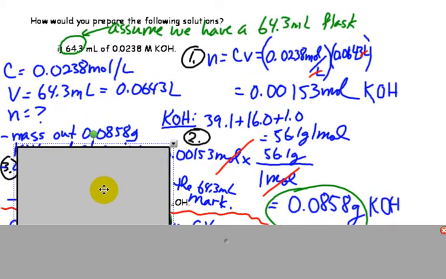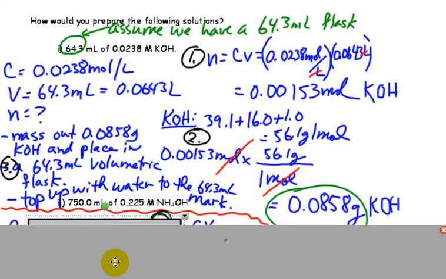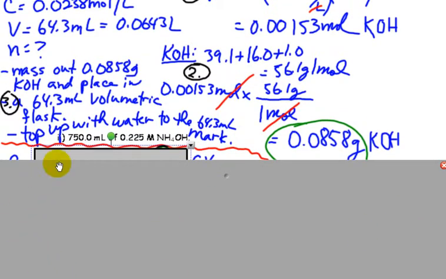The final part is to say what you do with it now. So we take that 0.0858 grams of potassium hydroxide, place it in a 64.3 milliliter volumetric flask, and then top up with water to the 64.3 mL mark. Okay, so for these questions you have to show the calculations plus the verbal statements outlining what to do. Then I'll let you do the next one. Pause the video and see if you can do the next one, then we'll look and see how you did.